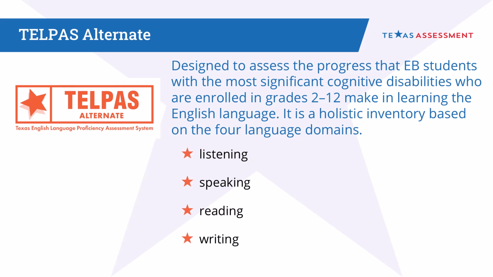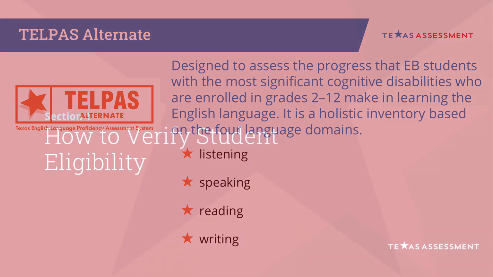TELPAS Alternate is designed to assess the progress that EB students with the most significant cognitive disabilities, who are enrolled in grades 2 to 12, make in learning the English language. It is a holistic inventory based on the 4 language domains. Just as with TELPAS, student records must first exist in TIDE before student eligibility information can be entered or updated.